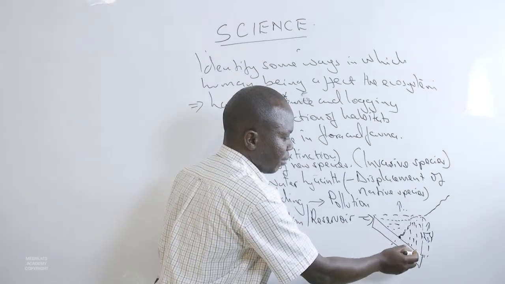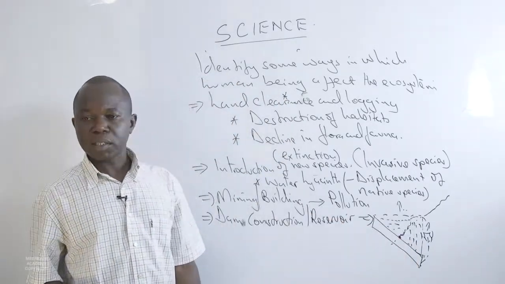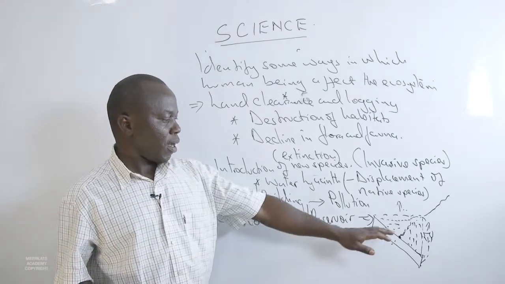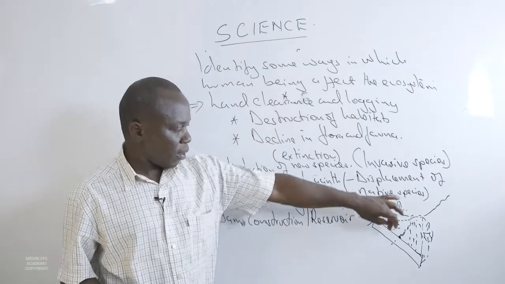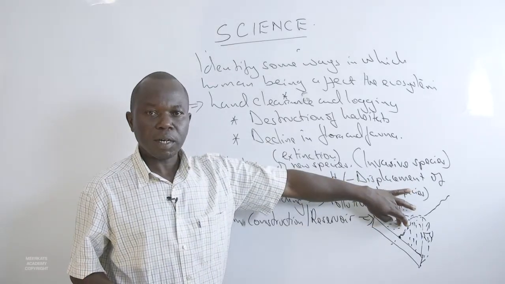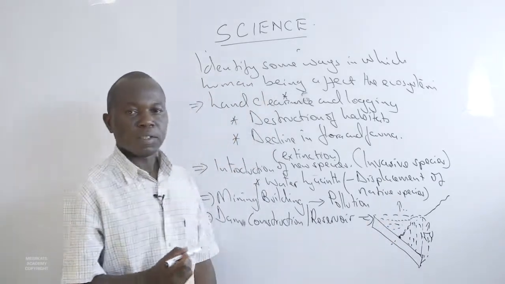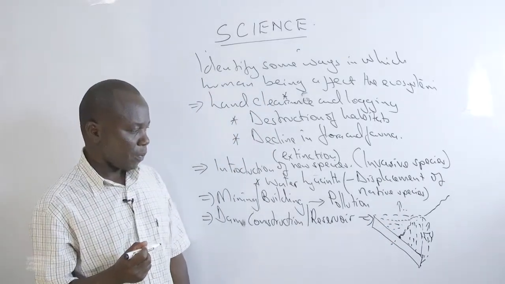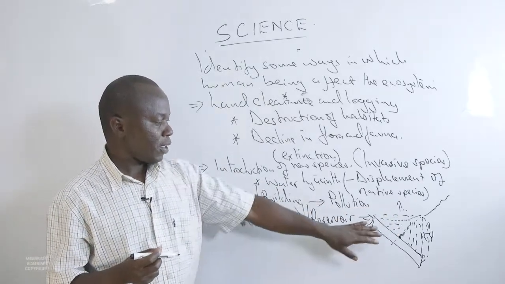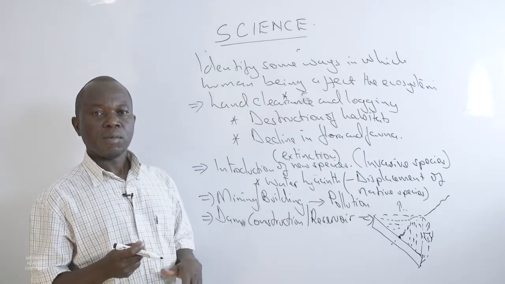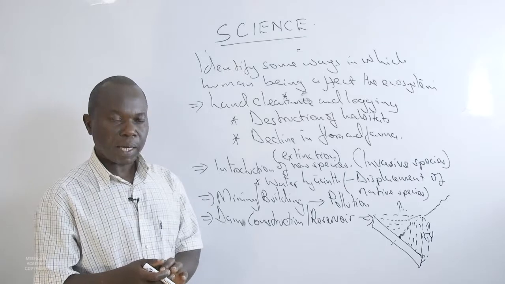The effect is enormous. One of the effects that may result from this damming process, as we can easily get from the diagram, if we had people living at that point, they are going to be displaced. So there will be displacement of people. If we had plants at that point, the plants that cannot survive water logging, what will happen to them? They are going to die.